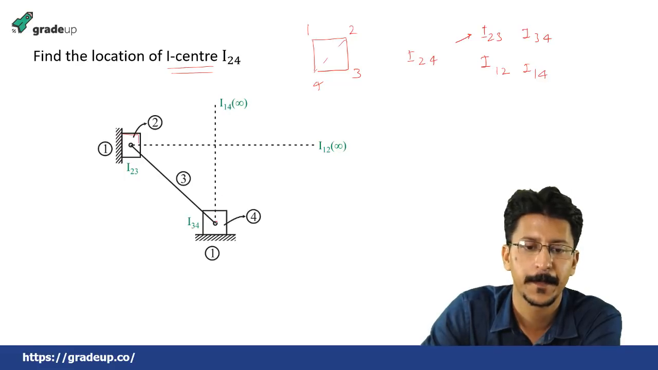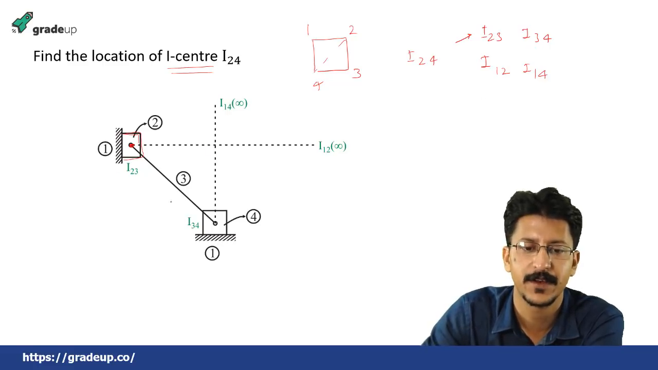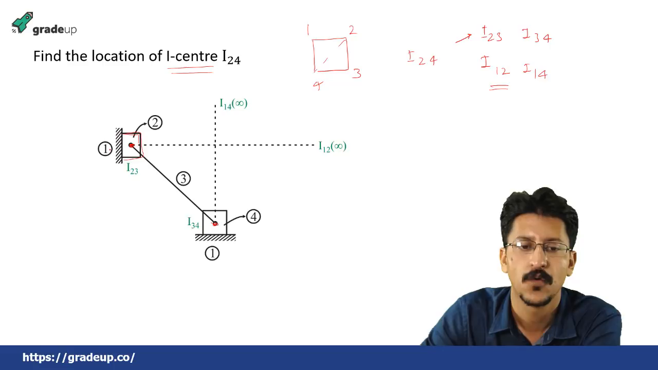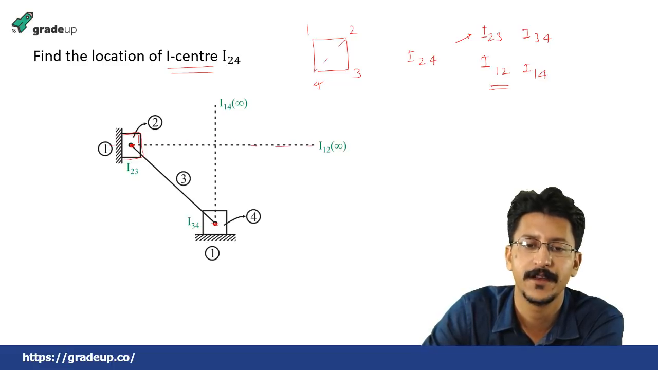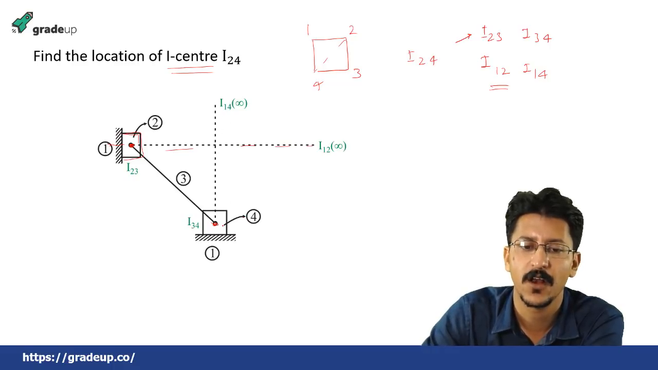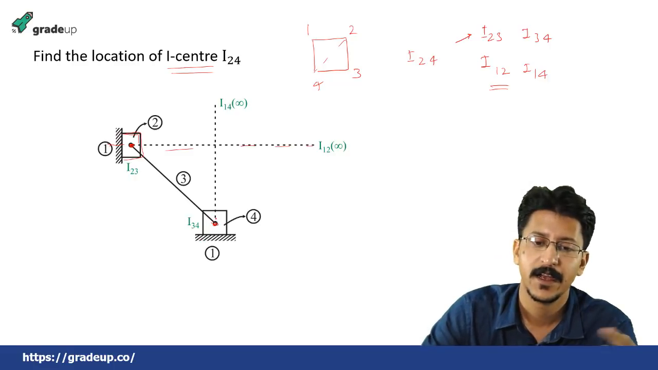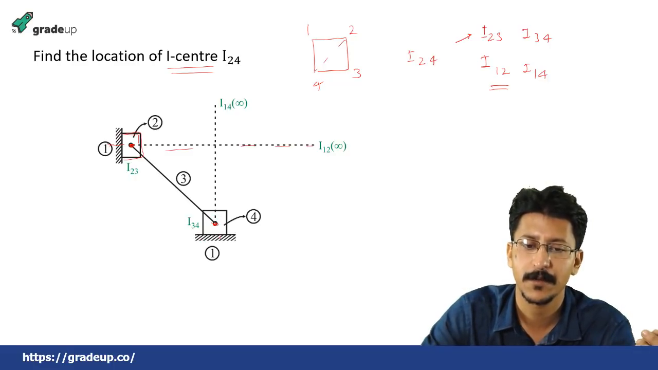How? Where is I23? Because this is link 2, this is link 3, so this is I23. And where is I34? This is 3 and this is 4, so this is I34. So along this. And I12 will be along this direction, at infinity, because this is a plane sliding surface, so the I centers lie at infinity in the direction perpendicular to the slider. And I14 will be along the perpendicular direction to this line, because this is also a plane surface, and it will again lie at infinity along the perpendicular to this surface.